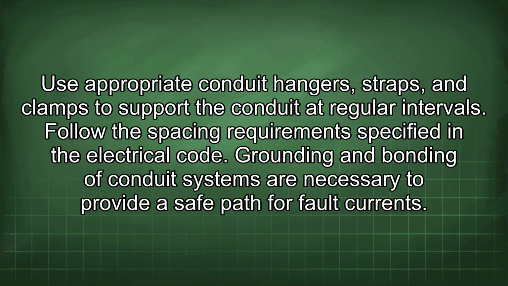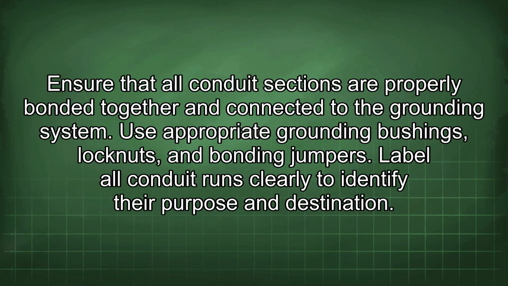Use appropriate conduit hangers, straps, and clamps to support the conduit at regular intervals. Follow the spacing requirements specified in the electrical code. Grounding and bonding of conduit systems are necessary to provide a safe path for fault currents. Ensure that all conduit sections are properly bonded together and connected to the grounding system. Use appropriate grounding bushings, locknuts, and bonding jumpers.